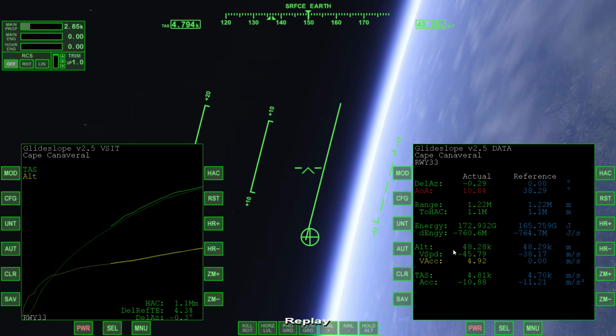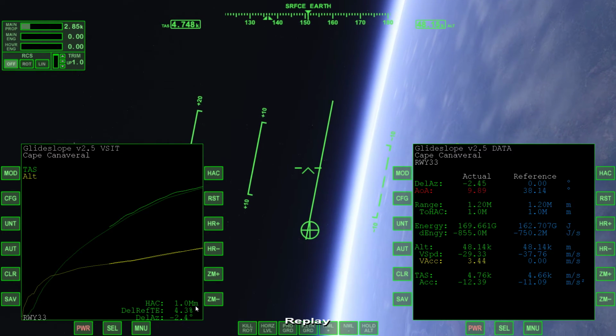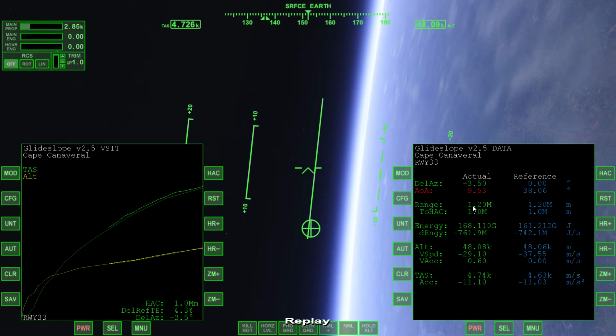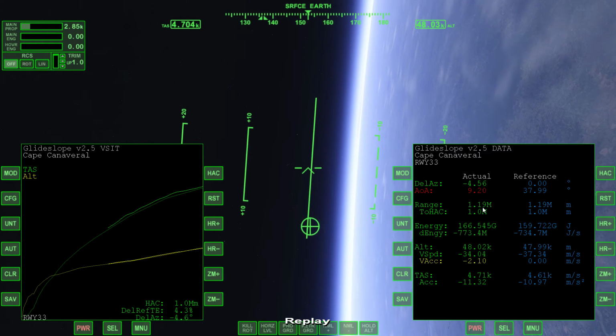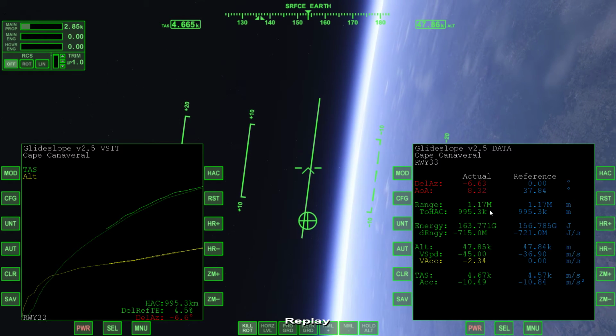All right, and let's see, we're looking pretty good. We're about 1,000, just under 1,200 kilometers until touchdown.